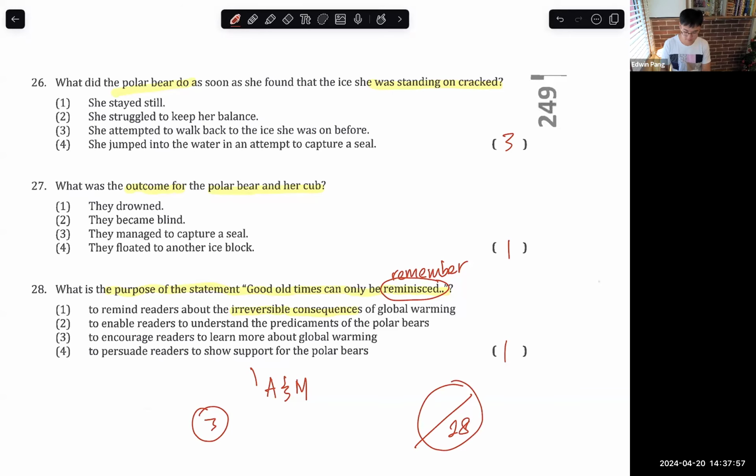1 minute. Okay. All good, everybody? Can I go on to booklet B? Let's see how much we can accomplish, okay?